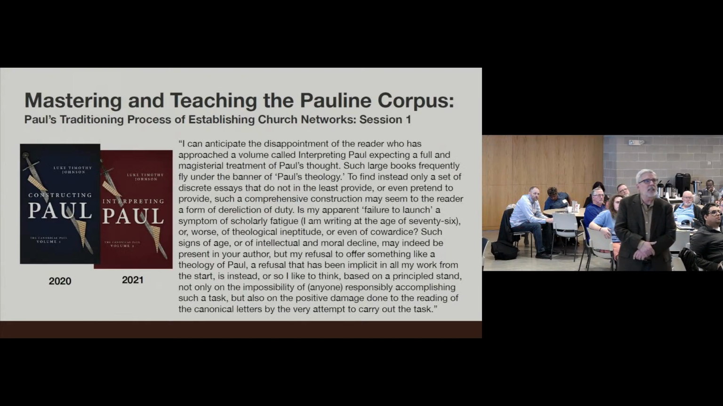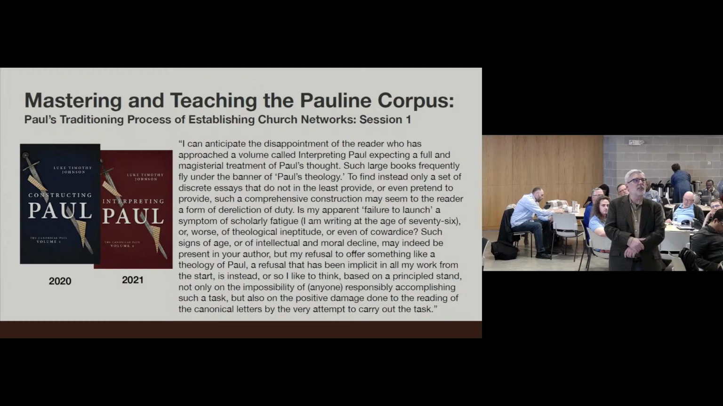So I can anticipate the disappointment of the reader who has approached a volume called Interpreting Paul, which is the second volume, expecting a full magisterial treatment of Paul's thought. Such books frequently fly under the banner of Paul's theology. To find instead only a set of discrete essays that do not in the least provide or even pretend to provide a comprehensive construction of all that may seem to the reader a form of dereliction of duty. Why didn't you write a theology?